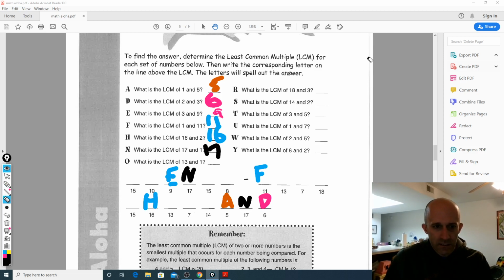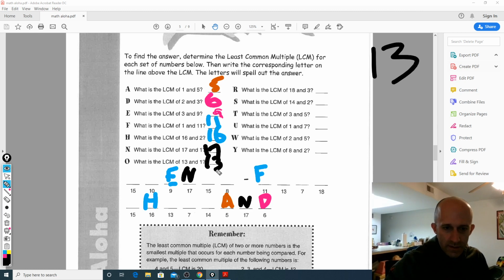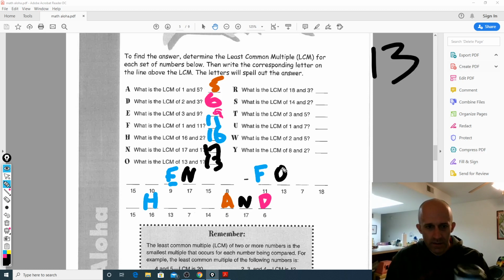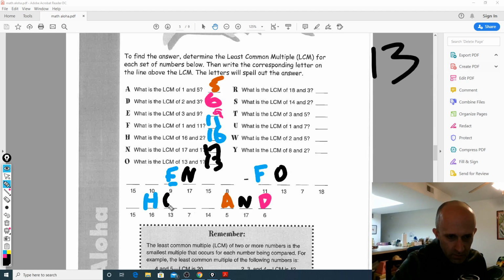Okay, and then the least common multiple of 13 and 1. How many times can 1 go into 13? Well, 13 times. I got a lot of garble on this, but 13 should be an O there. Let's find our other one.